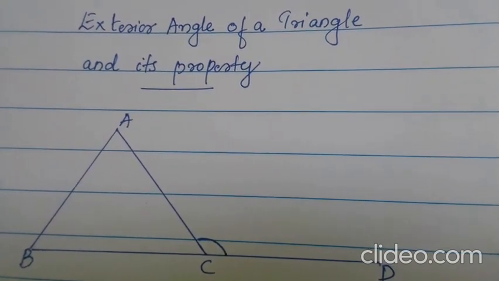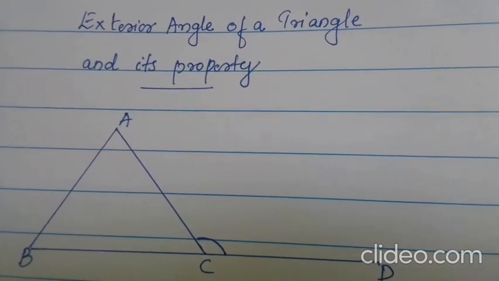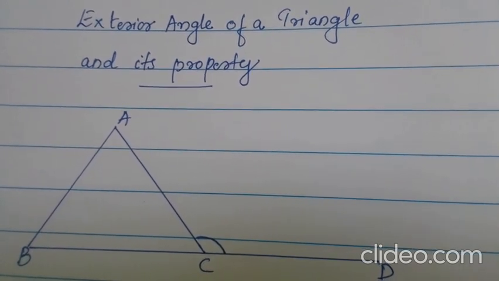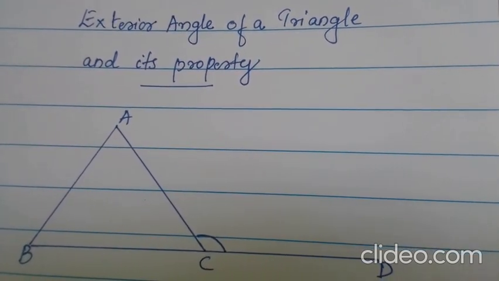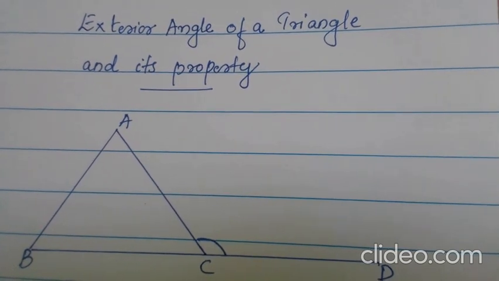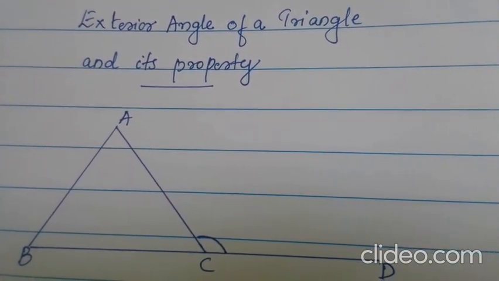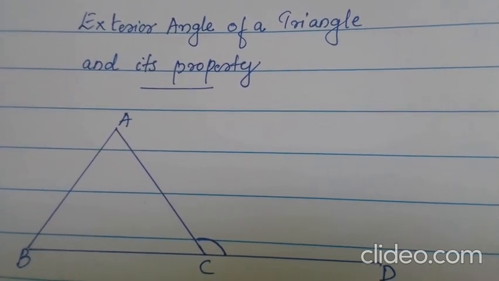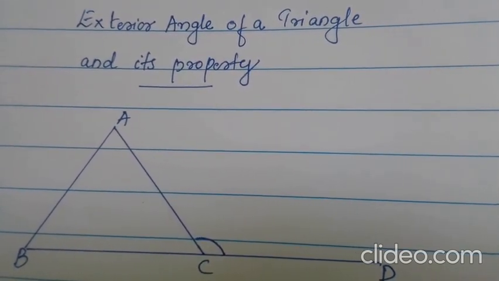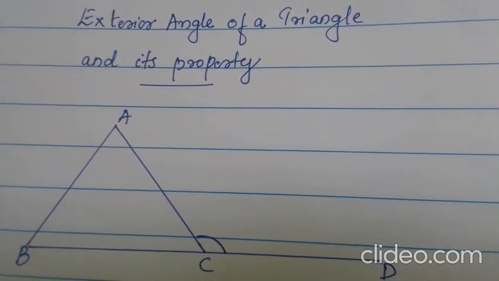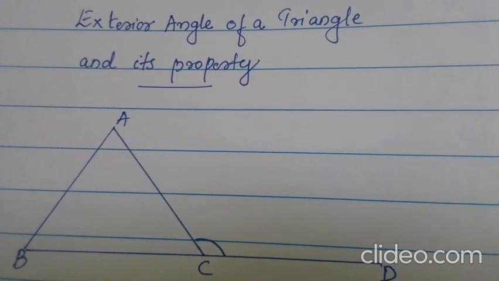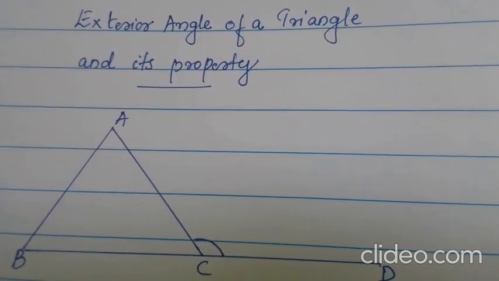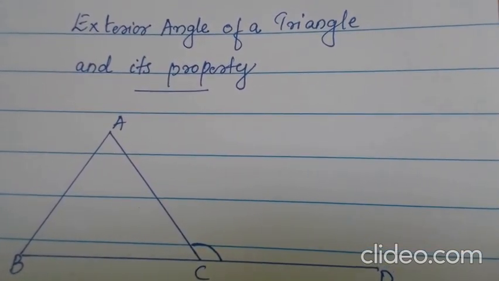Hi friends, today we are going to study exterior angle of a triangle and its property. Do you know what is exterior angle? Okay, let us discuss. First, look at the figure. This is a triangle ABC, and produce one of its sides BC. Then observe the angle.